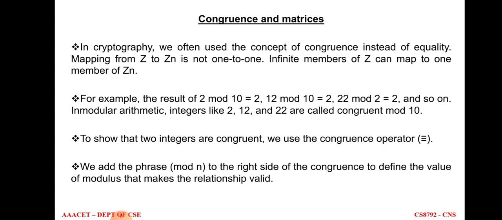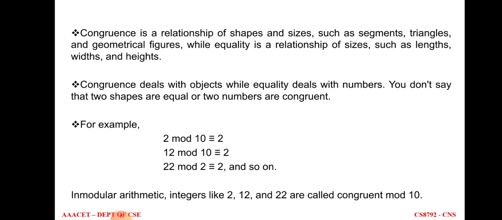Right, so we add the brace mod n to the right side of the congruence to define the value of modulus that makes the relationship valid. So the same concept, for example 2 mod 10 is congruent to 2, 12 mod 10 is congruent to 2, 22 mod 10 is congruent to 2, and so on. So in modular arithmetic, integers like 2, 12, 22 are called congruent mod 10.